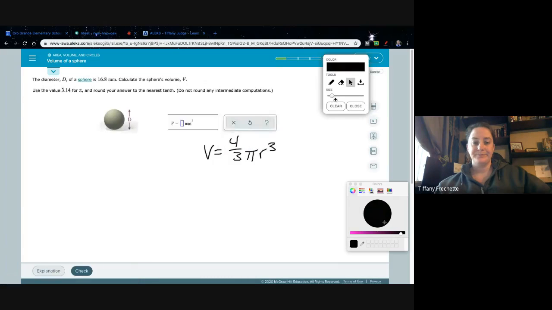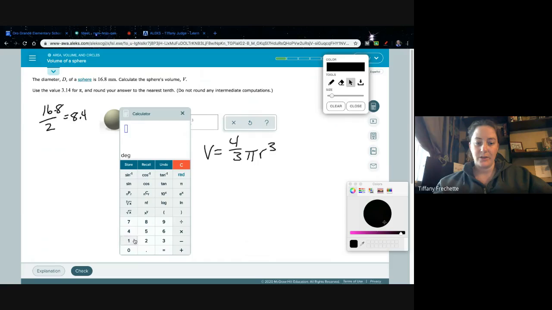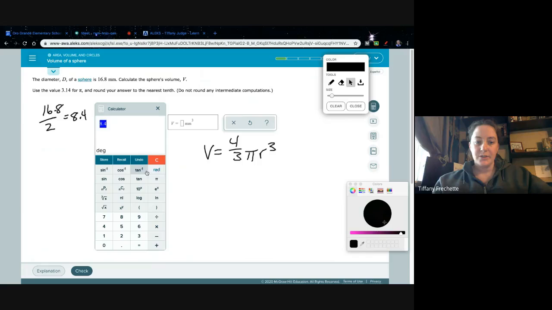All right, we're good to go. Next one. So this one, they do give me diameter again. So I need to take the diameter they give me and divide by 2. So I get 8.4, I believe. You can always confirm that over here. So you have 16.8 divided by 2, and you get 8.4. Perfect. So now we're just going to plug that in to our equation. So 4 divided by 3 times 3.14 times 8.4, and then I'm going to hit that little button and cubed.